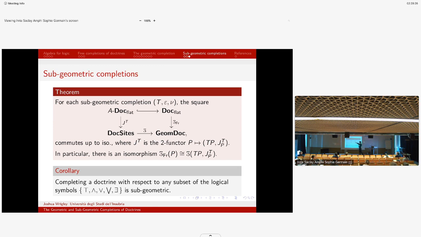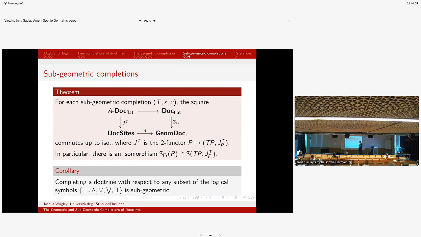And then I geometrically complete. And the fact that this commutes up to isomorphism is the fact that I can freely geometrically complete that A doctrine to begin with. And so the final thing to mention is that this is a general notion. It doesn't just capture existential doctrines. It also captures any completion of doctrines that you could want, which completes relative to some fragment of geometric logic.